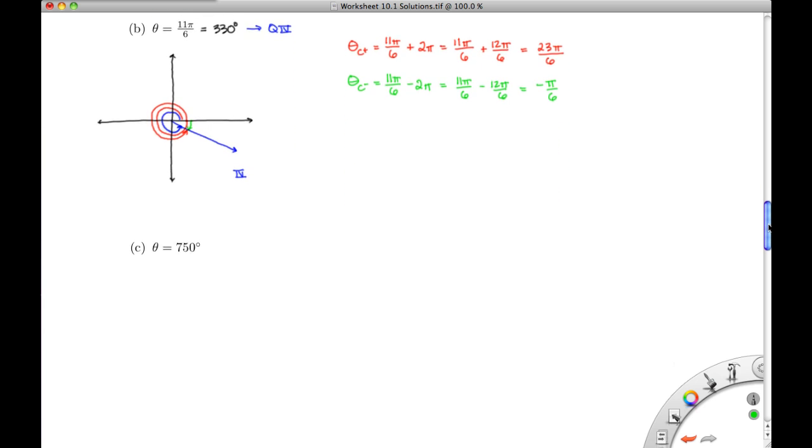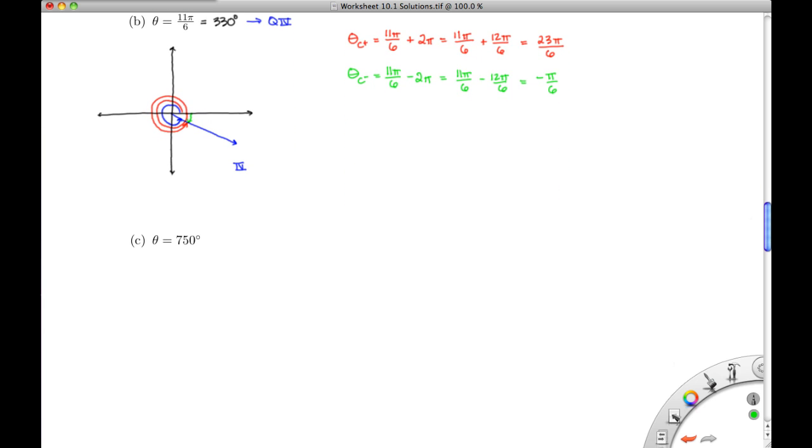Let's do part C. So theta is equal to 750 degrees. So we'll start by getting our axes set up here. And one of the things we're going to run into here is that now we've got a positive angle that's greater than 360. So we're going to be doing multiple rotations here in order to get there. So let's try and visualize this. So we'll keep track of what's going on.